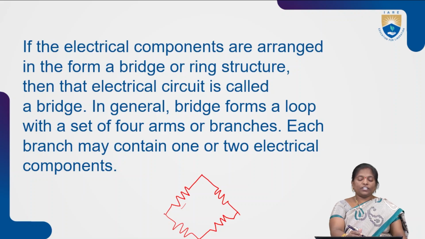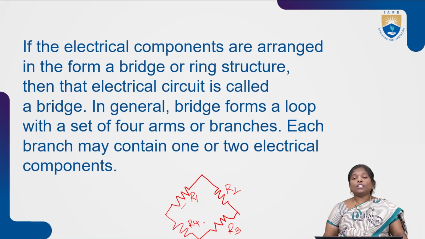Here in this bridge network also we have 4 arms. This is the first arm, represented by resistance R1. The second arm also consists of a resistance, represented with R2. This is the third arm, represented with the resistance R3, and the fourth arm is represented with the resistance R4. So finally we have this bridge, and it consists of 4 arms.